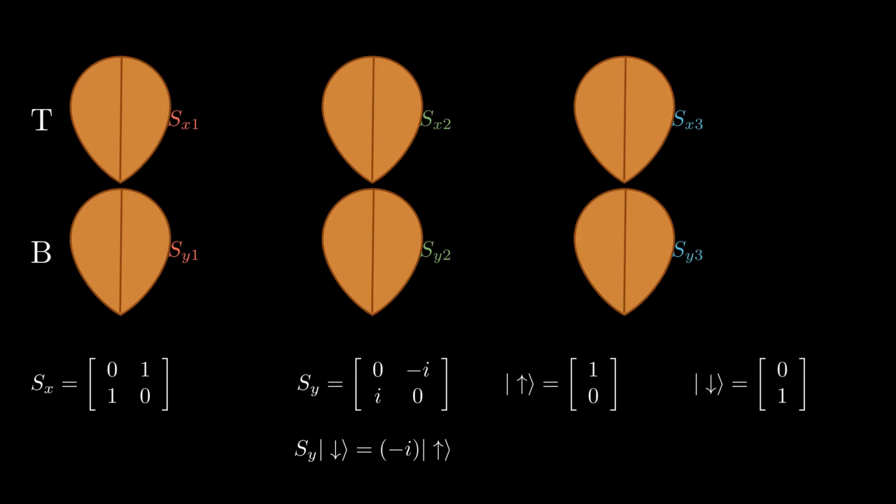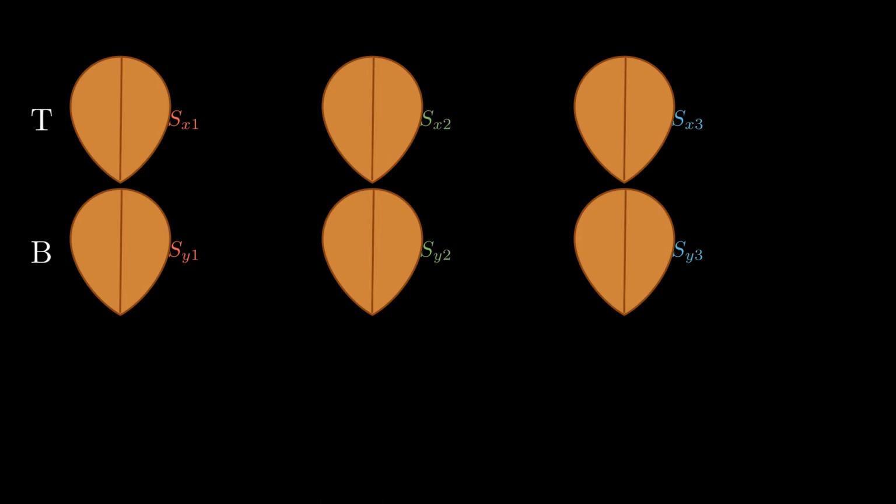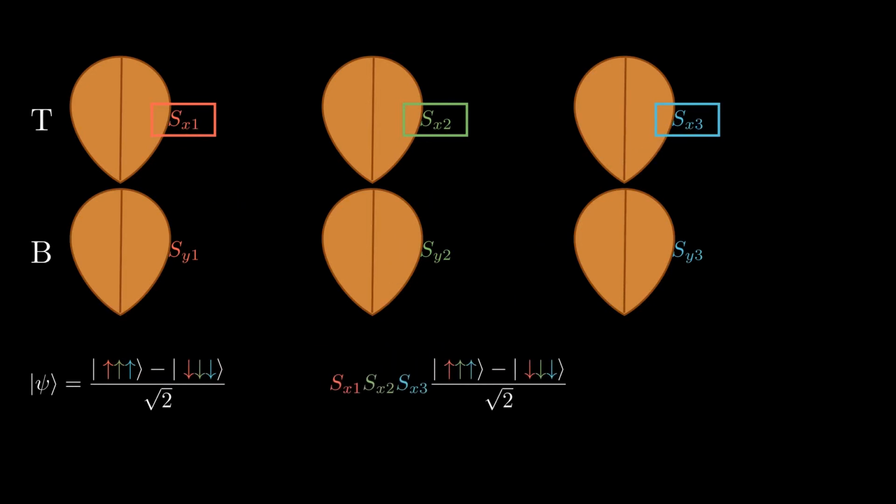We set up the experiment by preparing 3 entangled particles in the state (up, up, up minus down, down, down) over the square root of 2. We then send one particle to each pair of shells. What will the result be if we want to count the p's in the top row? Well, we'll measure the product SX1, SX2, SX3. So we'll take our state vector and multiply it by SX1, SX2, SX3.